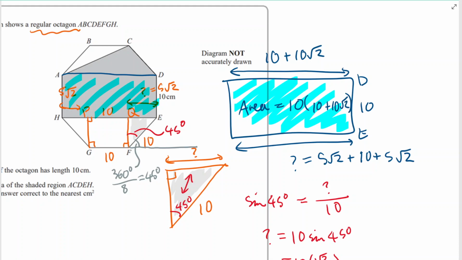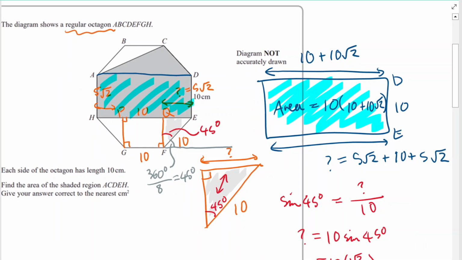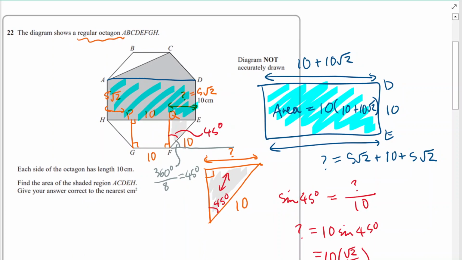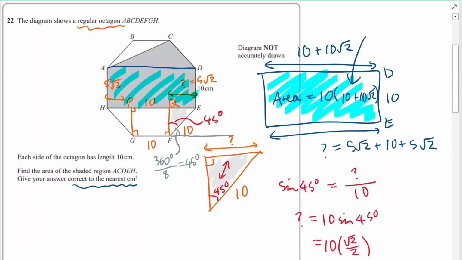You might be thinking, oh, look, I'm going to have to just deal with surds this whole time. Why do we actually not need to deal with surds this whole time? Why can't we just use calculators for these calculations? It's because it says correct to the nearest centimetre squared. So we don't need to give exact answers. It does not say give your answer in exact form. So we can actually just put answers like this in the calculator when it comes to the time to do it. So we've got the area of this blue shape, which we can then put in a calculator.